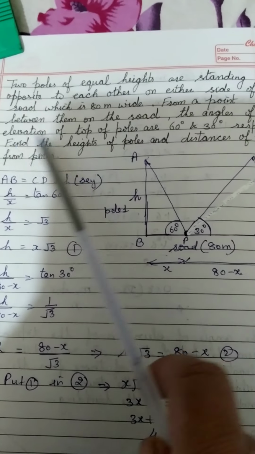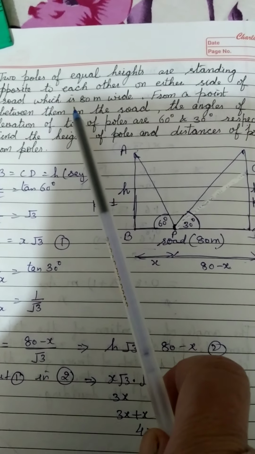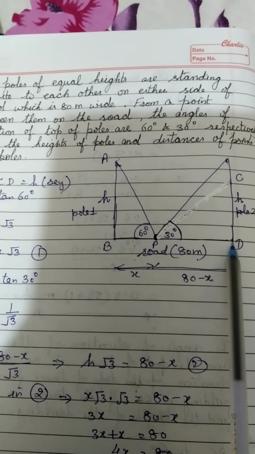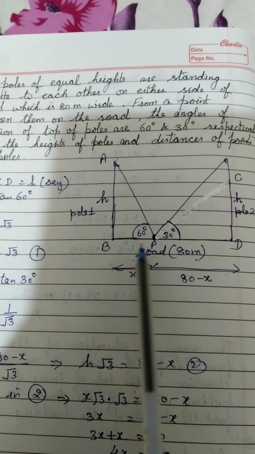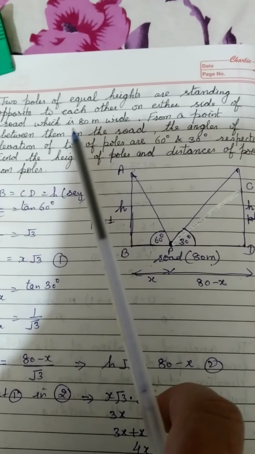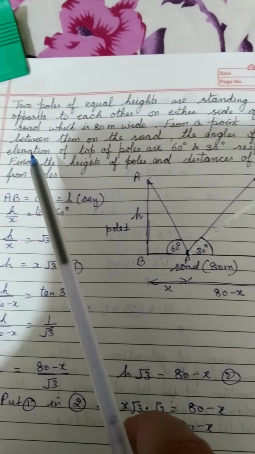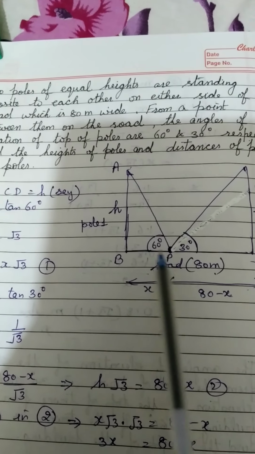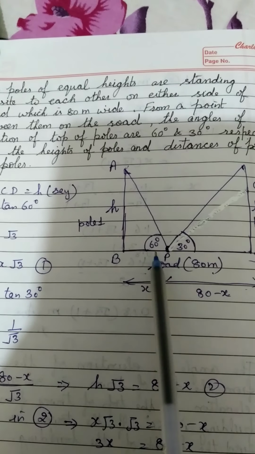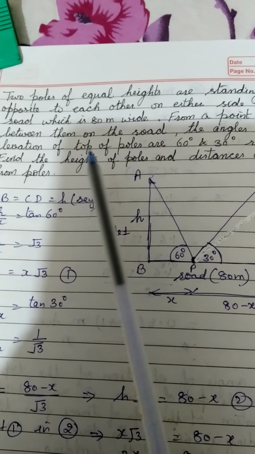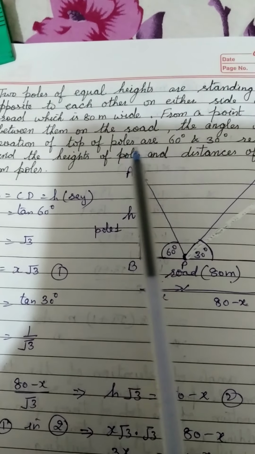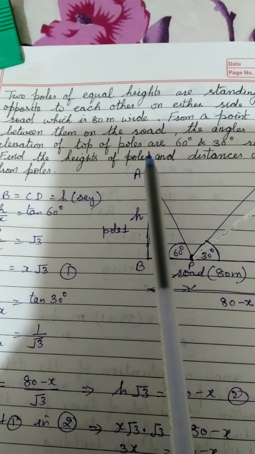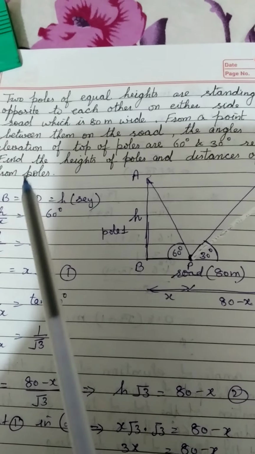On either side of the road, which is 80 meter wide. This is the road width. How much wide? It is 80 meter wide. From a point between them on the road, here P is the point on the road in between the poles, the angle of elevation of the top of the poles are 60 degree and 30 degree respectively.